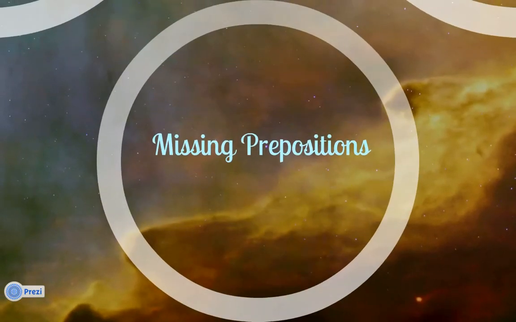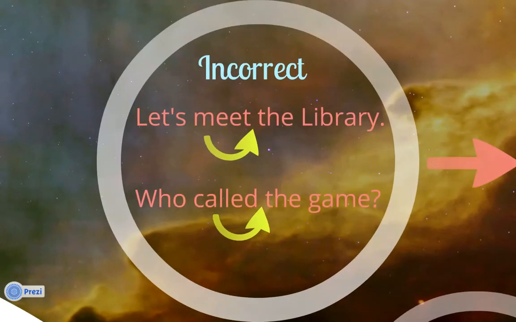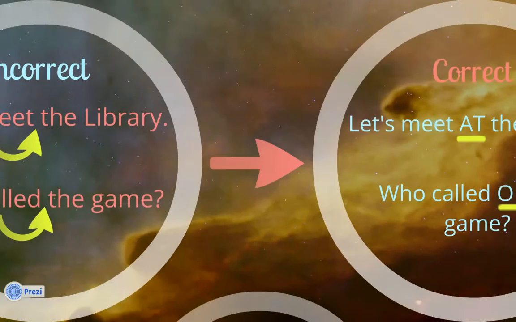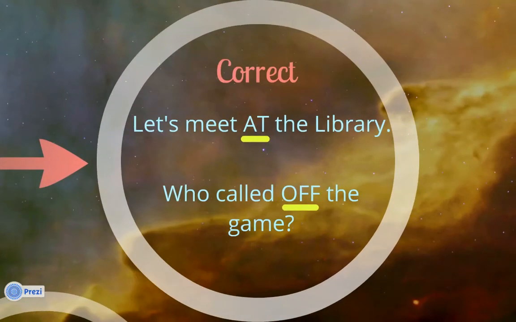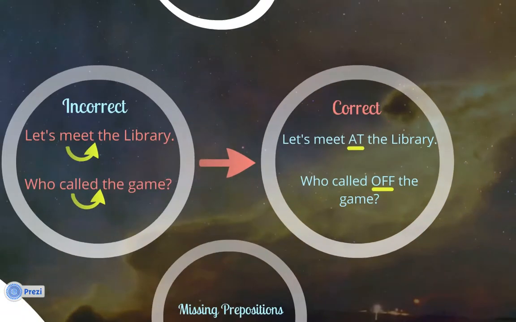Another big problem is missing prepositions. A lot of times people just omit them, and this is due to editing errors or corrective software, but let's look at what a difference it makes in the sentence. A couple of incorrect examples: let's meet in the library and who called the game. These sentences were missing some words, like let's meet at the library or who called off the game. These prepositions add a lot of meaning to the sentence that they didn't have before. See?